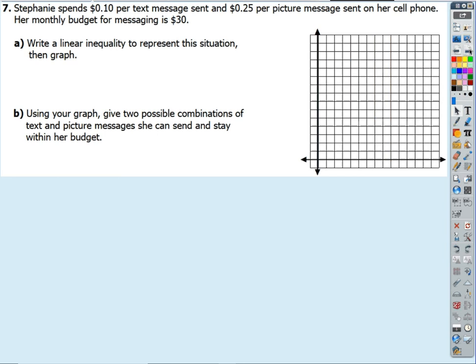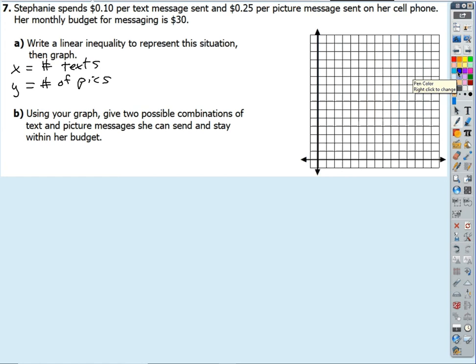What's one of them? Amount of text messages sent. Okay, good. So the number of text messages, and then probably the other one is the number of pictures. So let's define those as our variables, right? Let's just call it x and y. So x equals number of texts, and y equals number of pictures, right? And if we do that, let's come up with an inequality that represents this situation.